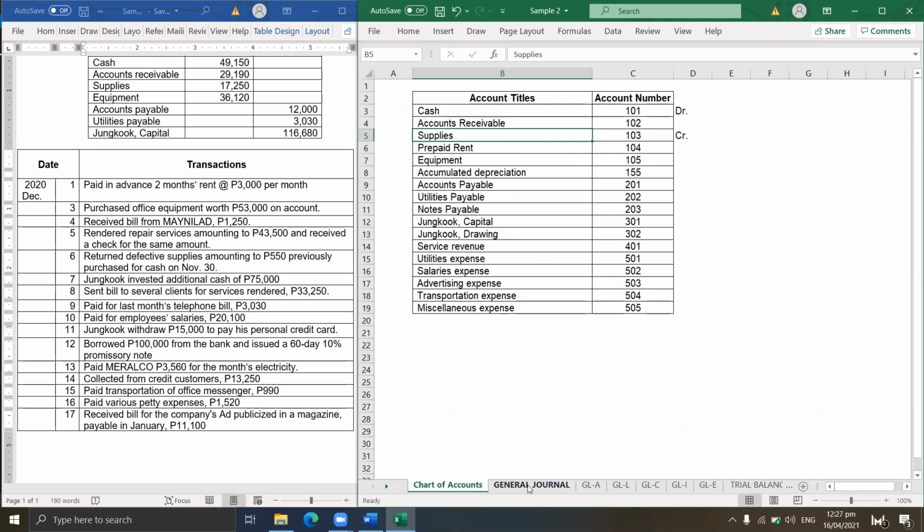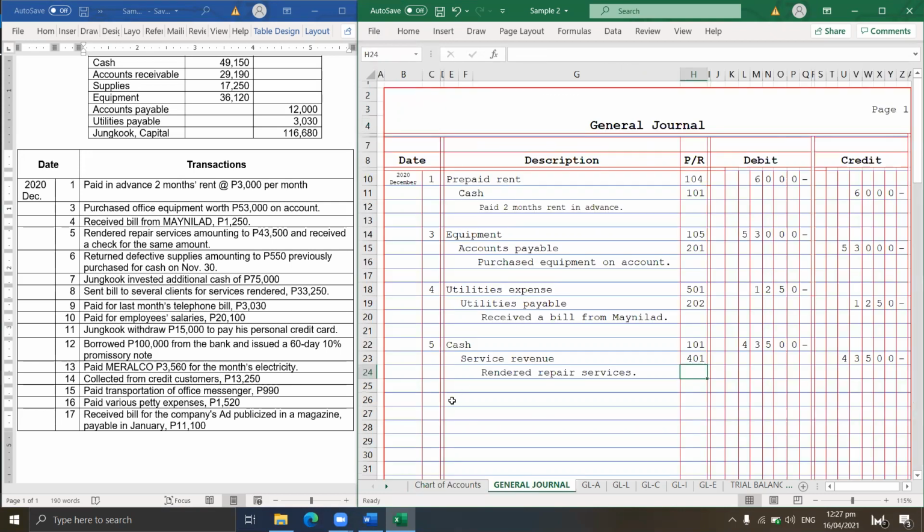Okay? So, let's proceed with our general journal. So, on December 6, so we will be debiting cash, okay? amounting to 550 for the refund that we have received. Okay. And then we credit supplies.